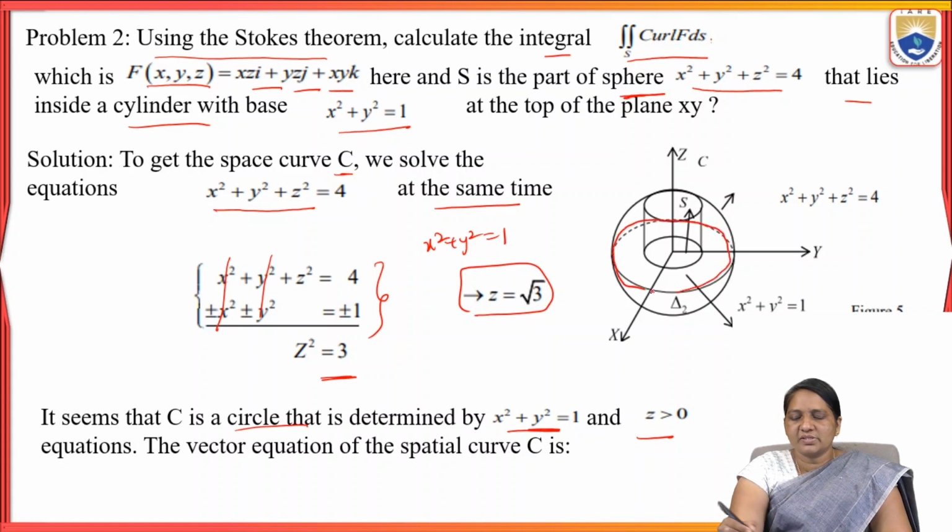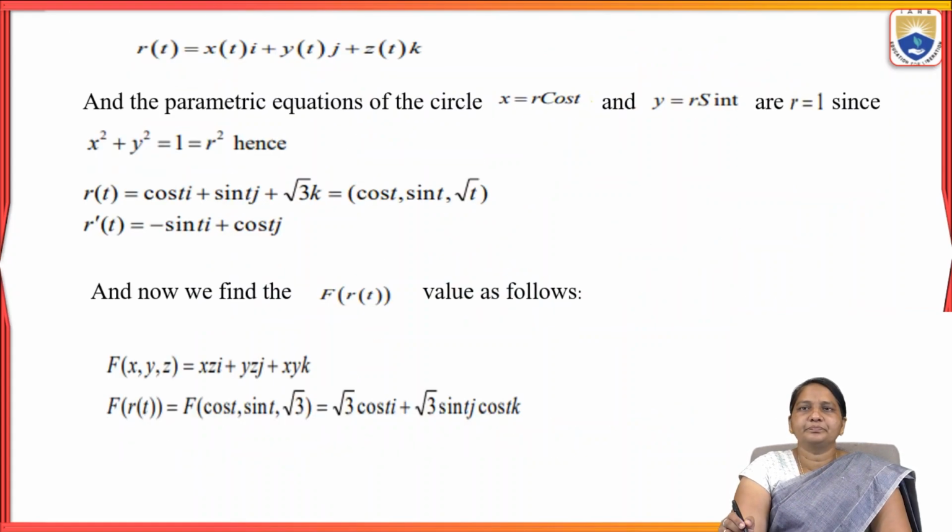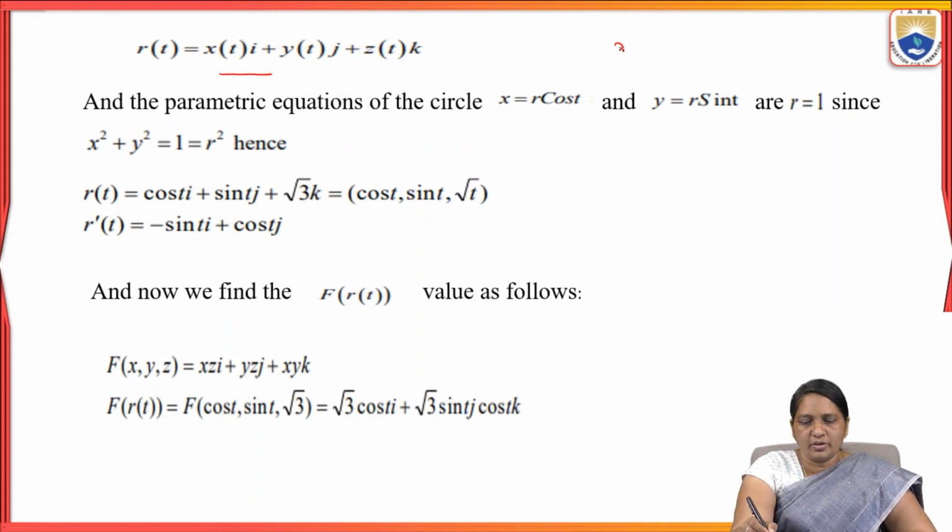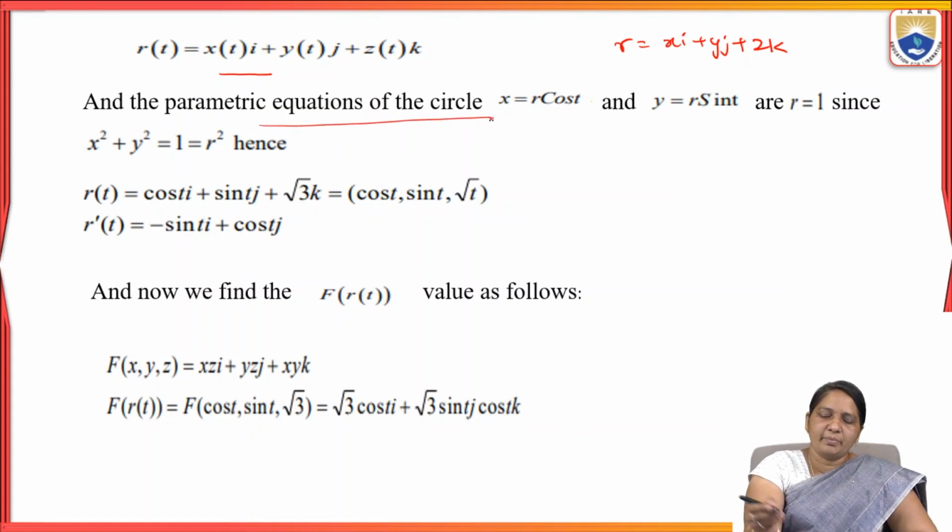That is x square plus y square equal to 1, and here this is the total sphere. So what is the R value we are taking here to calculate the f bar dot r bar? So here R of t equal to x of t. Already we know R is xi plus yj plus zk. So x of t into i, y of t into j plus z of t into k. So here we are taking the parametric circle.